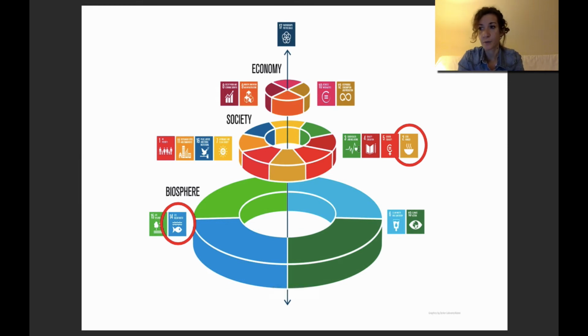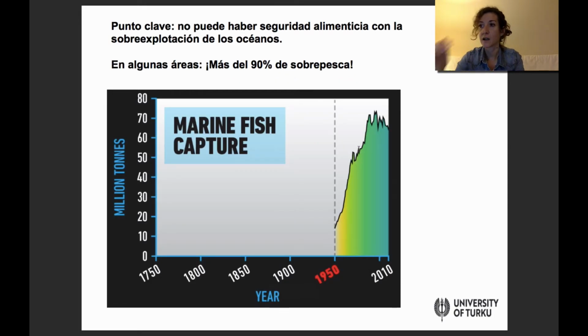So let's start, for example, from the SDG dealing with life in water. What is happening is that there cannot be food security if we continue with the current overexploitation of the oceans. As you can see in this picture, the amount of marine fish capture has increased dramatically, and in some areas there is as much as 90% of overfishing. This, as you can imagine, is a dramatic problem in some areas, and it affects not just the amount of fish that we can get from the seas, but also the dynamics in the oceans. So it's a really consistent problem.